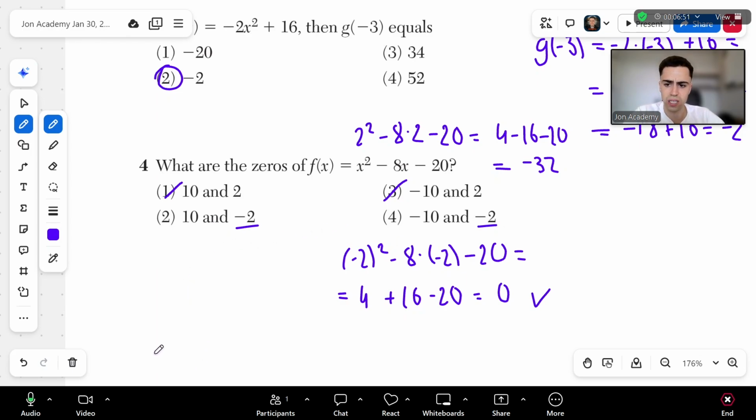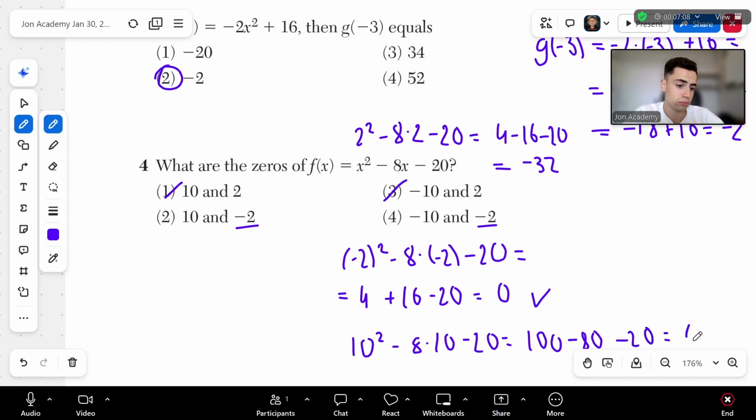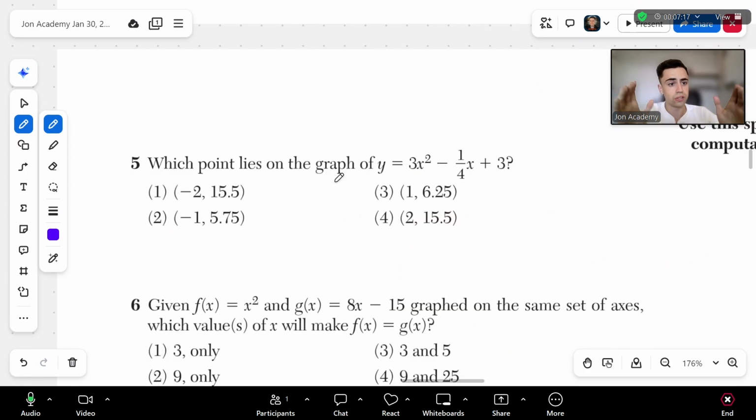And now let's try 10, for example, no? So 10 squared minus 8 times 10 minus 20. This is going to be 100, 10 squared, minus 80 minus 20, which becomes just 0. So 10 was good, no? And minus 10 shouldn't be, no? So it was the second option. We are already in the second page. As we can see, it's fast, no?